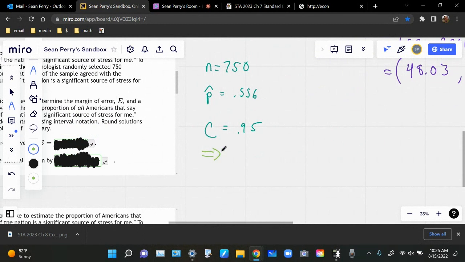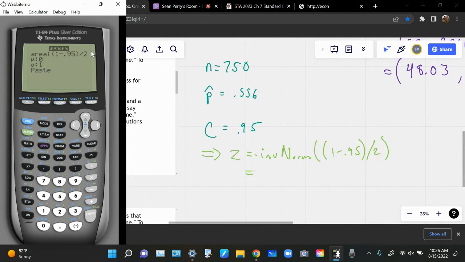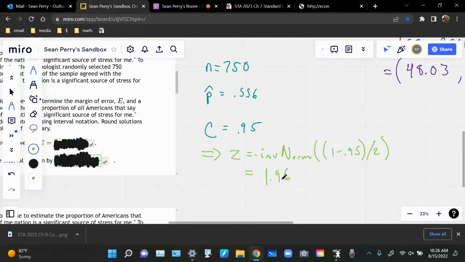So I'll just skip the picture here and say that z is going to be equal to the inverse norm, or negative the inverse norm, of 1 minus 0.95 divided by 2. You can front load this into the inverse norm this way. That is to say, you can put this formula, 1 minus the confidence level over 2, in for your area and take the negative of that to get 1.9599, and so on. So we'll round this to 1.96.